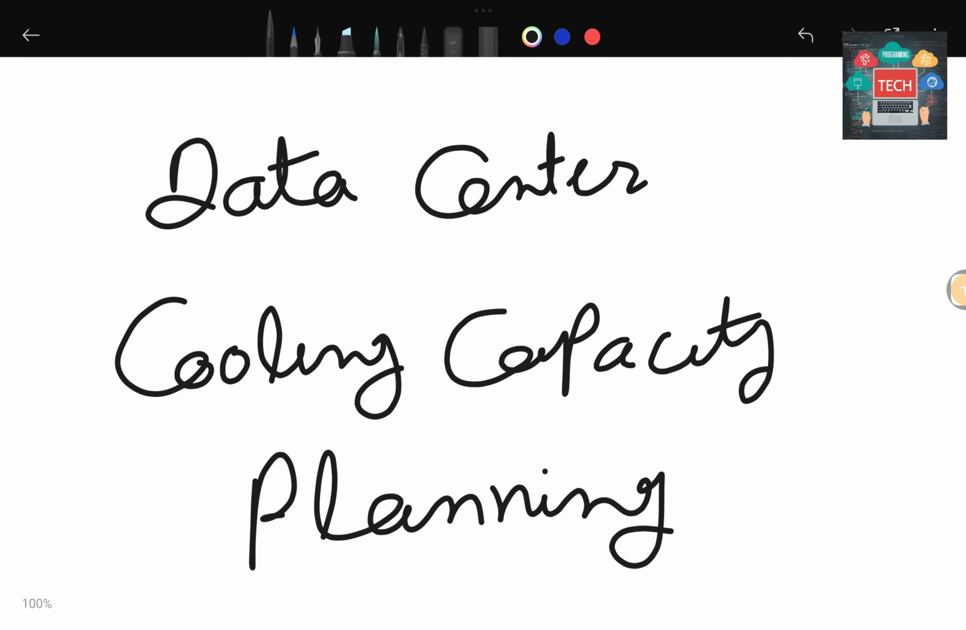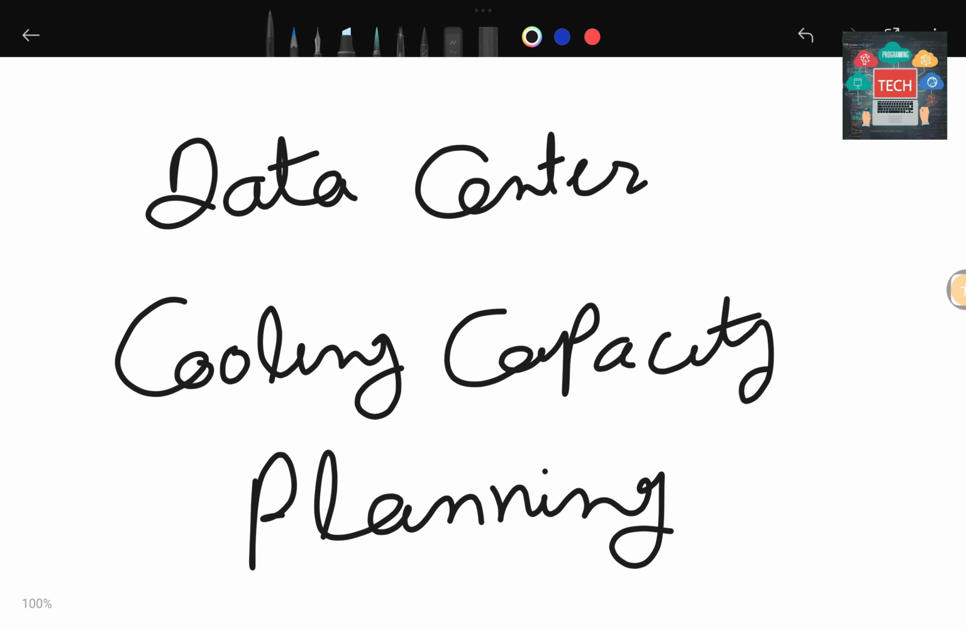So today we will discuss data center cooling capacity planning. That means how the cooling capacity is planned when the data center is planned, commissioned and established, that is, how much tonnage of AC will be placed in the data center according to the server racks, network infrastructure, server infrastructure, storage, and all the other equipment running in the data center.